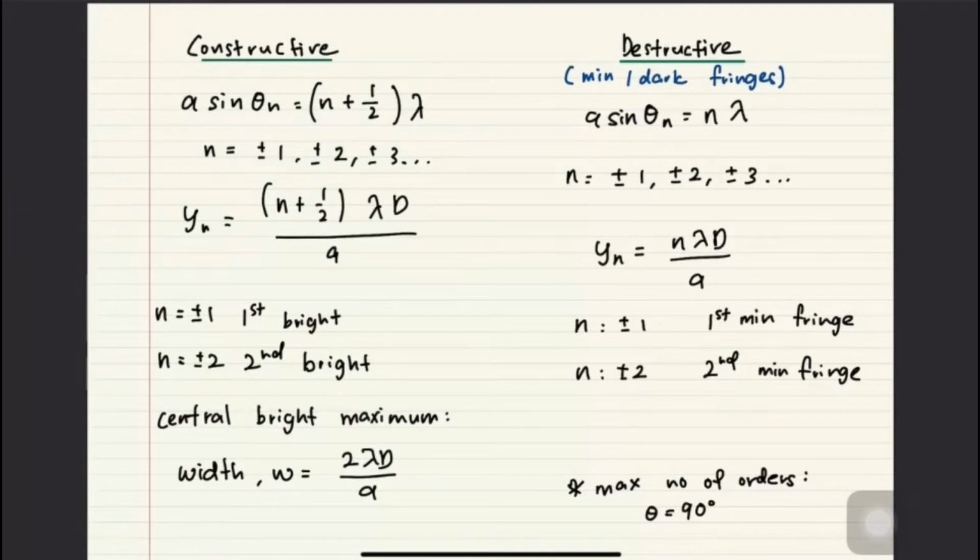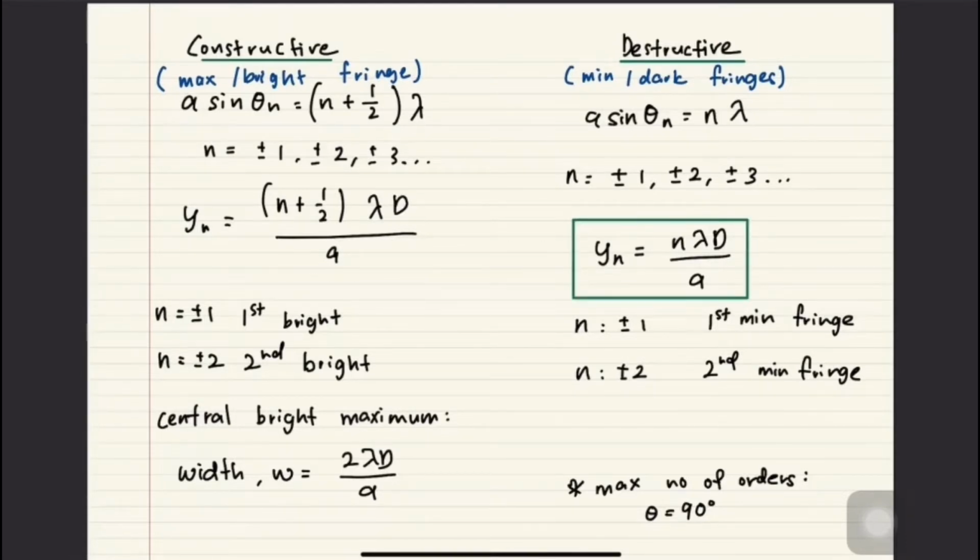For destructive we call this one maximum or bright fringe. Okay, so we still have the two main formulas here to calculate y. Y here is still the same, the distance from the middle.